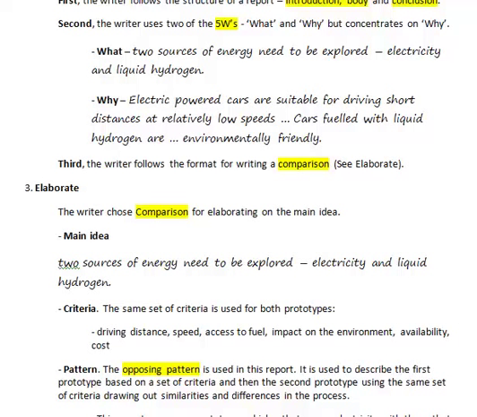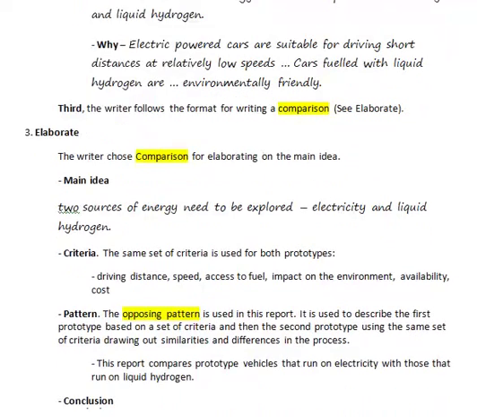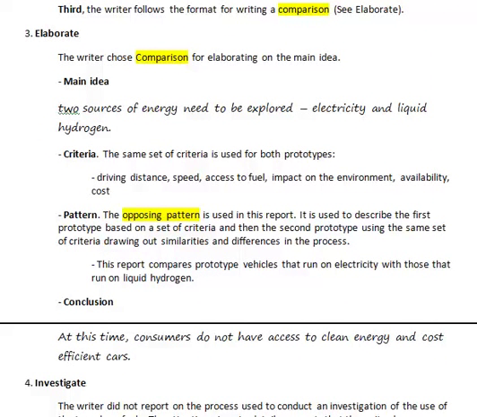What? 2 sources of energy need to be explored: electricity and liquid hydrogen. Why? Electric-powered cars are suitable for driving short distances at relatively low speeds. Cars fueled with liquid hydrogen are environmentally friendly. Third, the writer follows the format for writing a comparison. See elaborate. 3. Elaborate. The writer chose comparison to elaborate on the main idea.